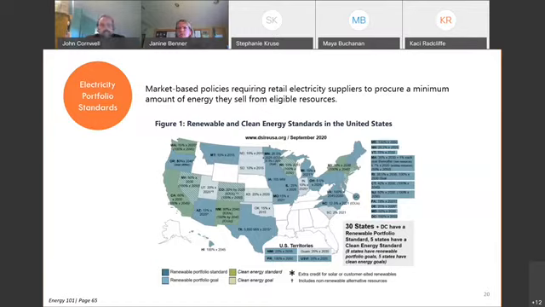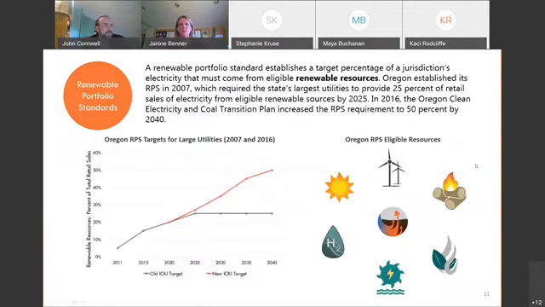As this map points out, historically renewable portfolio standards are more common, but clean electricity standards have been gaining momentum over the past few years. And so now I'll dive into what the difference is. We can move to the next slide. Great.